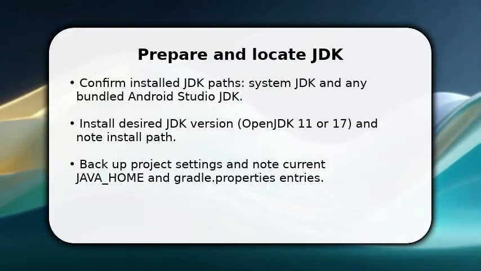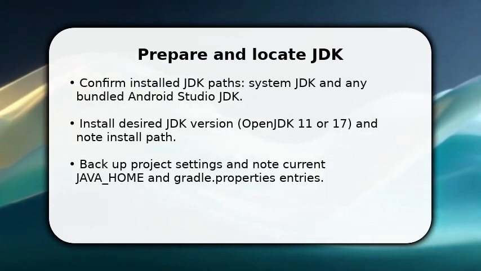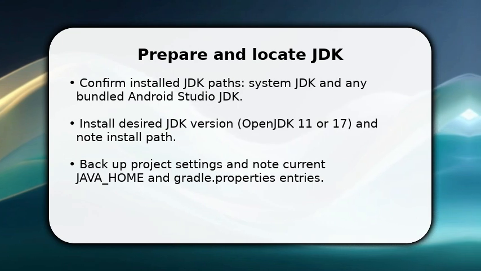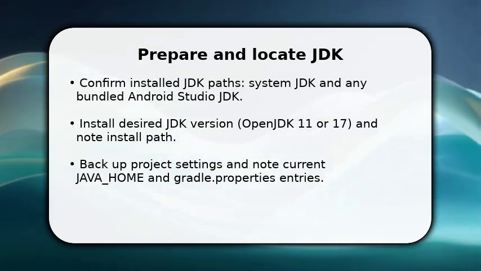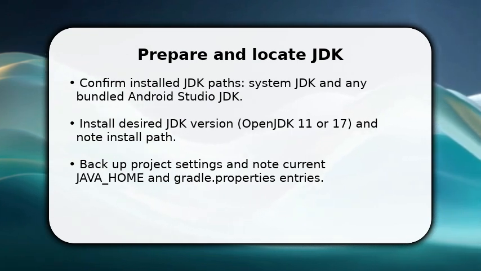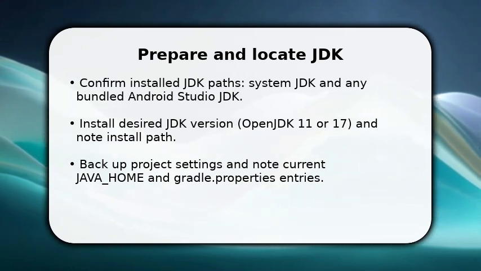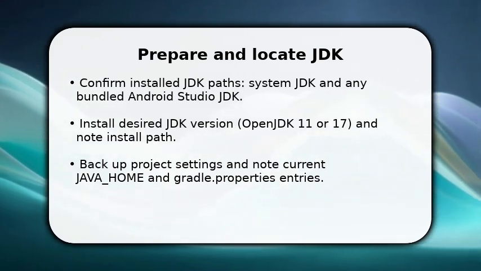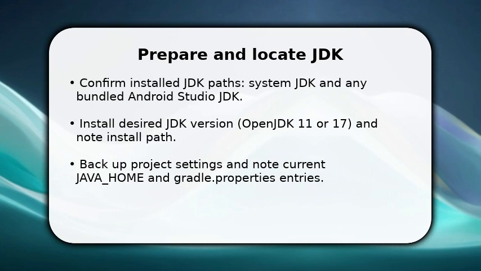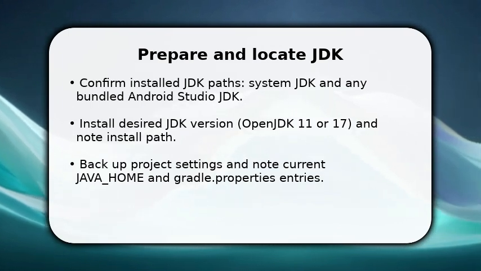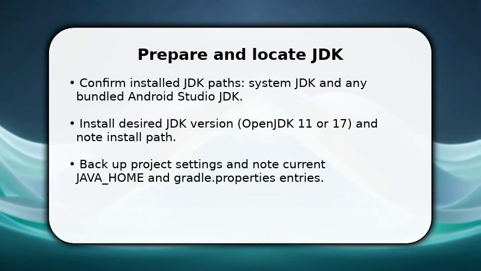You start by preparing the environment, install the target JDK, and locate its full path. Once done, make sure Android Studio is closed and back up your project settings. You want to know the current Java home and any explicit org.gradle.java.home in gradle.properties. This prevents surprises. Now open Android Studio settings to change the JDK for projects. This first step is about ensuring the right JDK is installed and that you can point to it precisely.